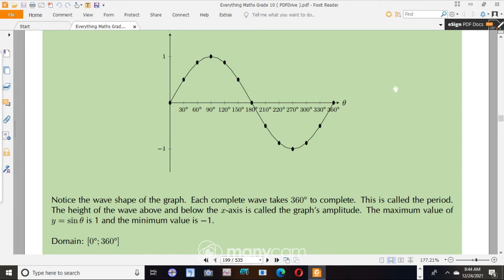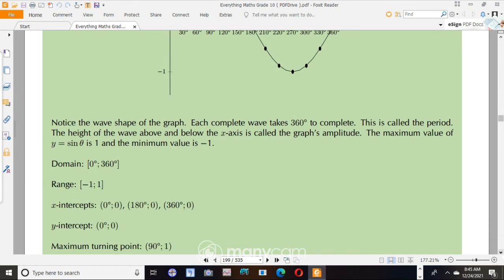If you increase the degree, you will get such a graph again after 720. So it is a periodic graph. It repeats itself. This is called a period. The height of the wave above and below the x-axis is called the amplitude of the graph.